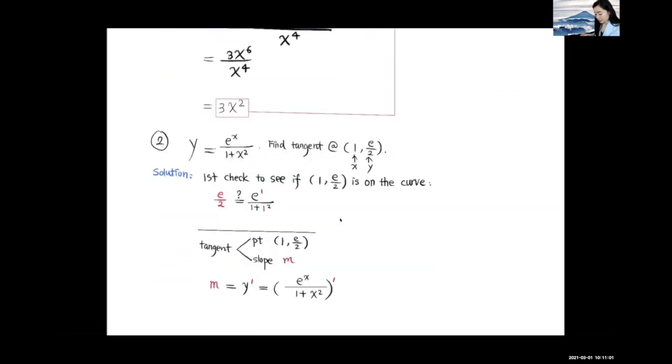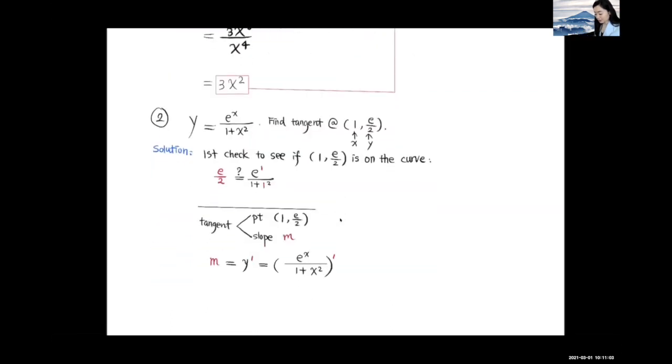Okay. Now, example 2. We're given this function. We try to find the tangent of this function at this point. So you'll see this in your homework, okay? So to do that, I would like to ask you to do this, okay? You first check if this point is on the curve. If this point is not on the curve, then you cannot do it, okay?